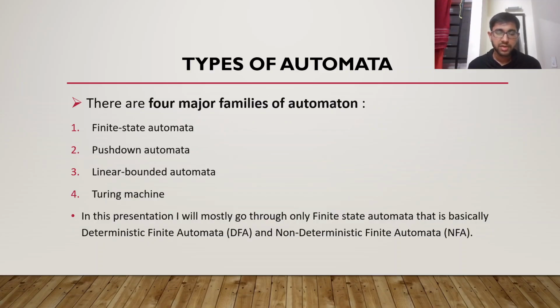Let's proceed. What are the types of automata? There are four major types of automata. First is the finite state automata, second is the push down, third is the linear bounded automata, and fourth, the final one, is the Turing machine. In this presentation, I will mostly discuss the finite state automata. There are two major types of finite state automata. One is the deterministic finite automata, second is the non-deterministic finite automata. Next, in the next slide, we will discuss what is finite automata.